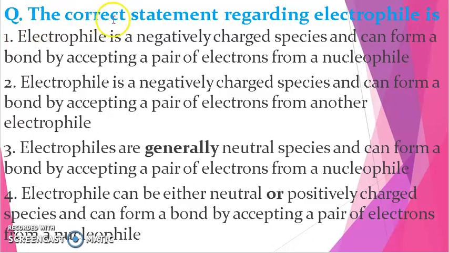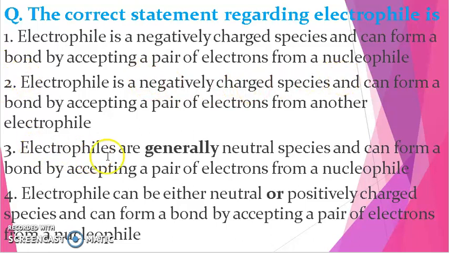We have to find the correct statement. Let's go to the next option. The electrophile is a negatively charged species and can form a bond by accepting a pair of electrons from another electrophile. From electrophile to electrophile they are accepting, they are saying. So this is also a wrong answer because they mention negatively charged species. So this is also wrong.